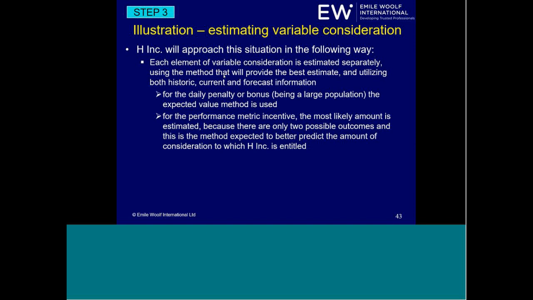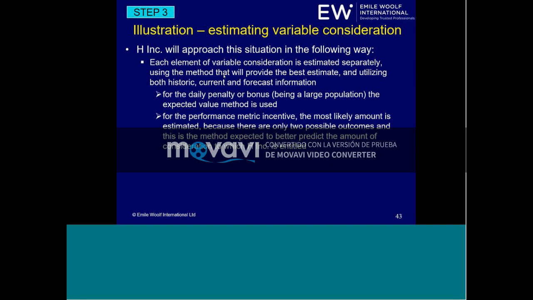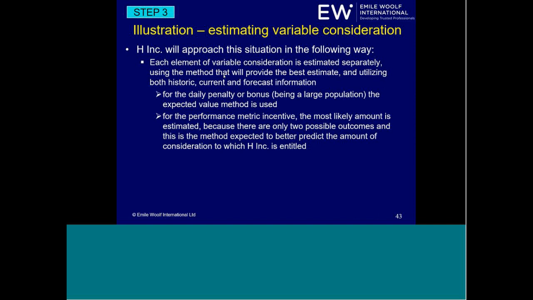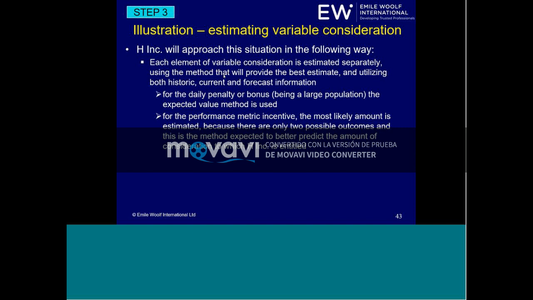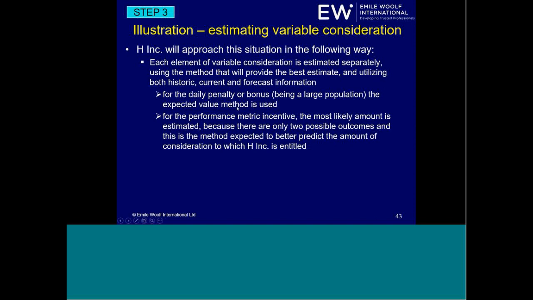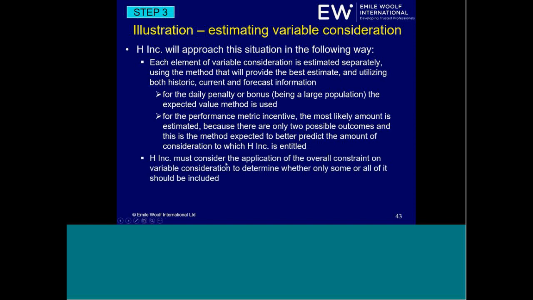A binary outcome. A more appropriate methodology is to simply ask, is it likely that we would get the bonus? There are only two possible outcomes, and a most likely approach might be a better way of predicting. Application of the overall constraint: only some or all of it should be included.